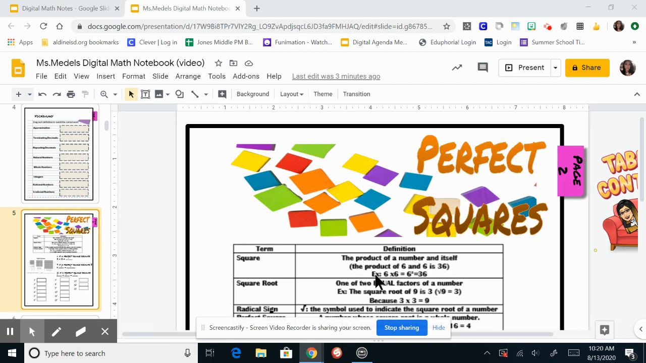So here's your example. 6 times 6 is also 6 squared, which is also 36. Okay? So again, 6 times 6 is equal to 6 squared. That's how we say that. And it's equal to 36.